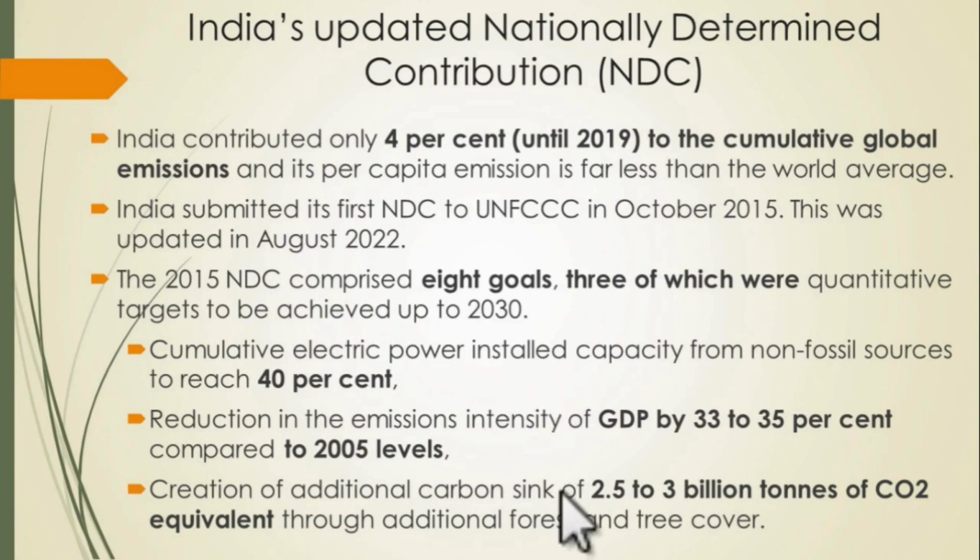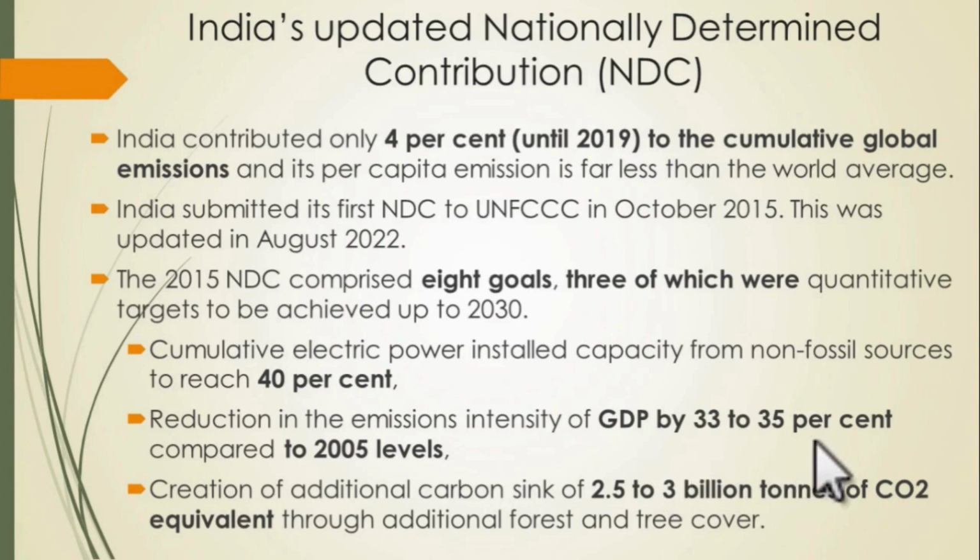Okay, second important target: reduction in the emission intensity of the GDP by 33 to 35% compared to 2005 level. Very important from the prelims point of view. So whatever economic activities we are doing, and whatever GDP we are producing because of that, we have to make it less and less carbon intensive. How much less carbon intensive? 33 to 35% compared to 2005 level.